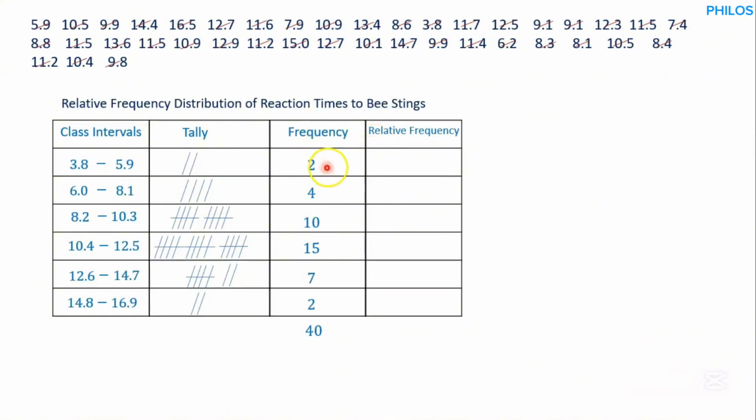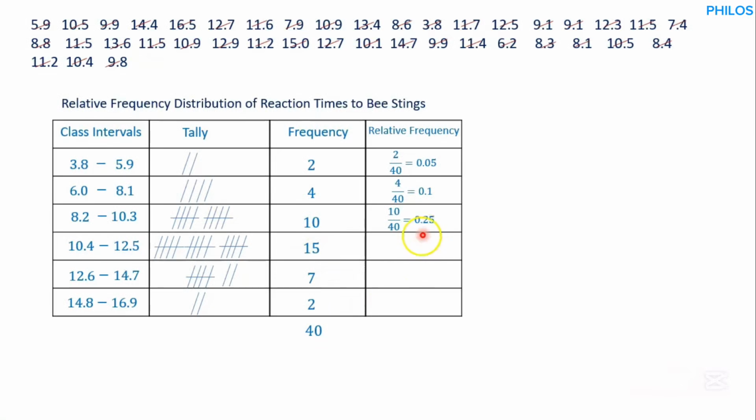So for this first class, if we want to get a relative frequency, we will take the frequency of this first class, divided by the total frequency, which is 40. So we're going to have 2 over 40, and that will give us 0.05. Then for the second class, 4 divided by 40 will give us 1 over 10. Then for the next class, 10 divided by 40 will give us 1 over 4. That's 0.25 in decimals. Okay.